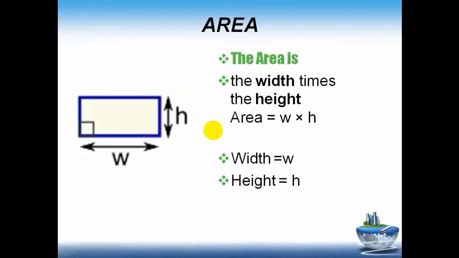Now the area formula for the rectangle. The area of the rectangle is the width times the height, meaning length multiplied by width. Length multiplied by width is actually called the area of the rectangle. Suppose the width is 2 centimeters and the length is 3 centimeters. Then the area of the rectangle will be equal to 2 multiplied by 3, which is 6 square centimeters.